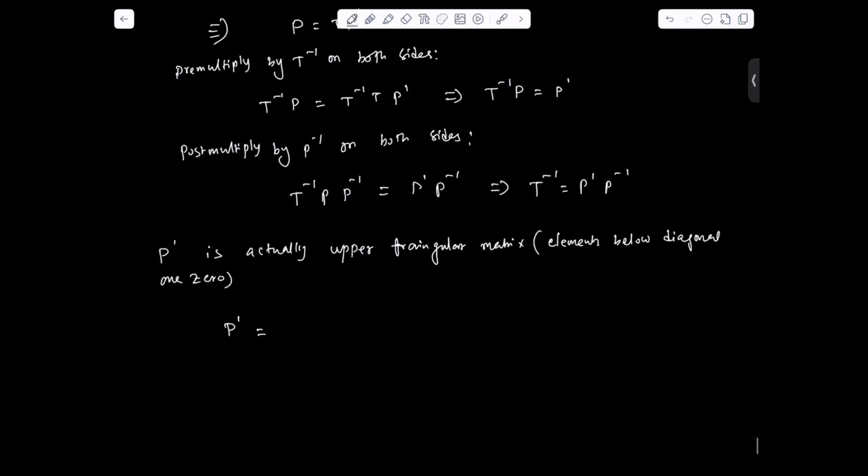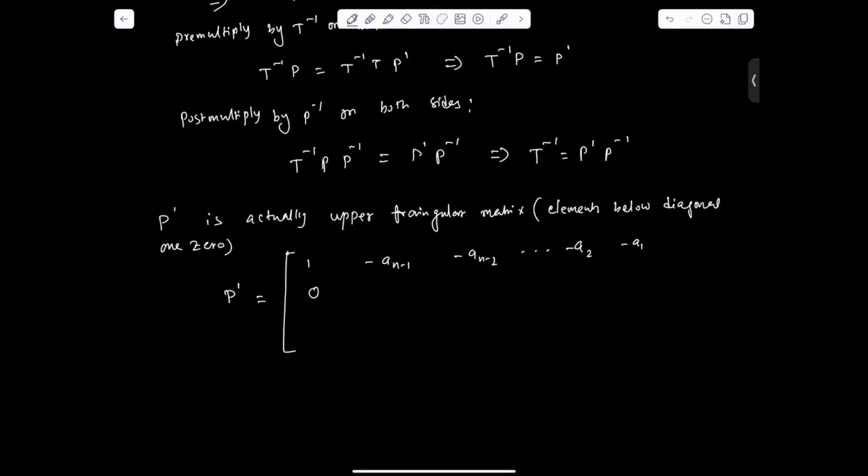So P dash is obtained as 1, minus A n minus 1, A n minus 2, A2, A1, then 0, 1, minus A n minus 1, A3, A2, and then 0, 0, 0, dot, 0, and 1.